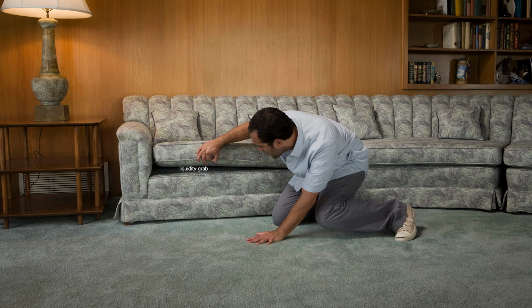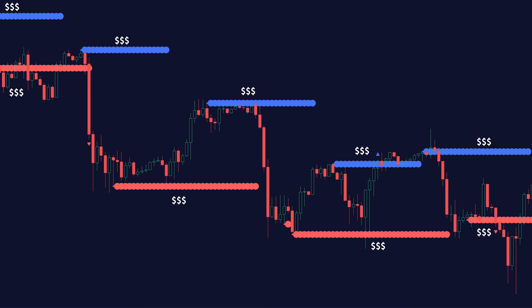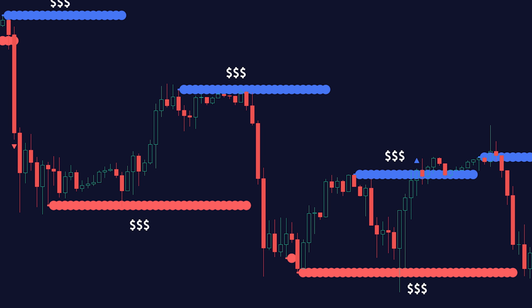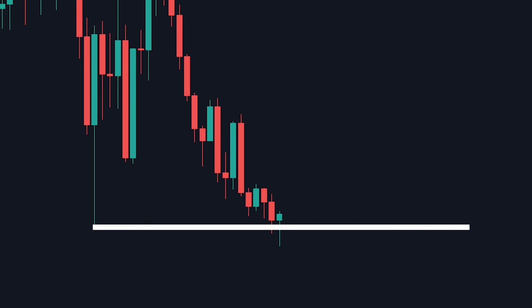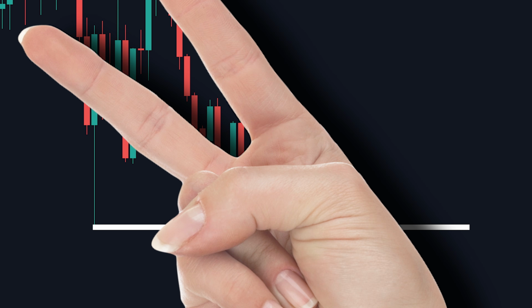So that's step one, is finding a liquidity grab. It can be either sell side liquidity or buy side liquidity, whichever you prefer to trade. Once we find this liquidity grab, we move to step two, which involves the entry.